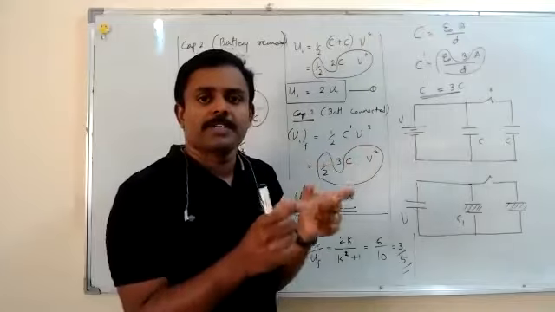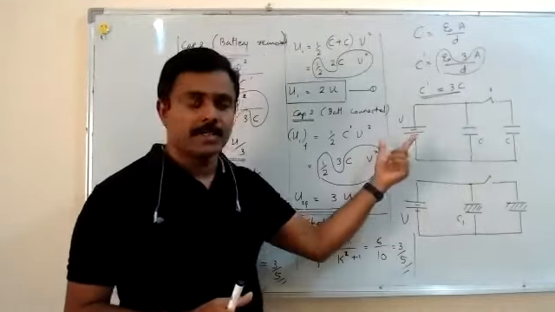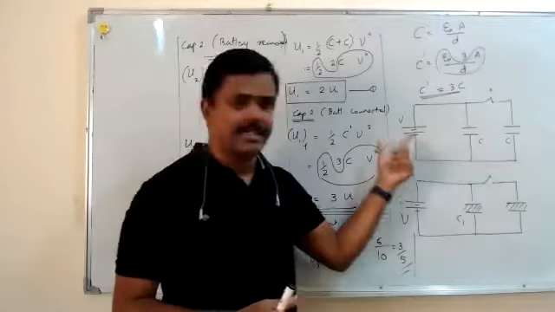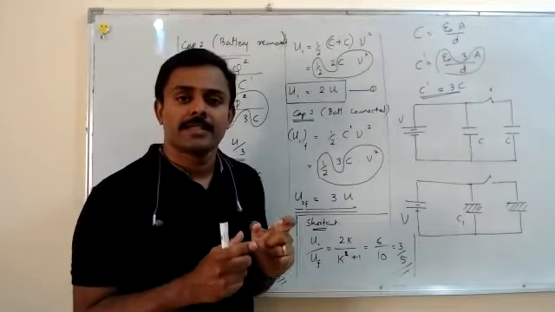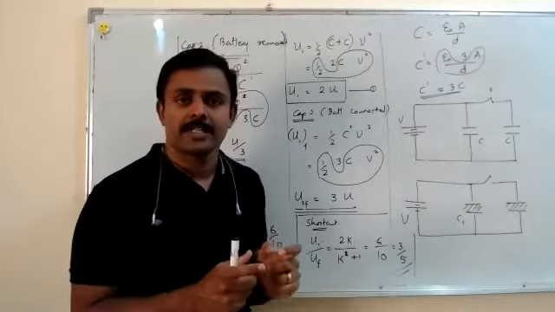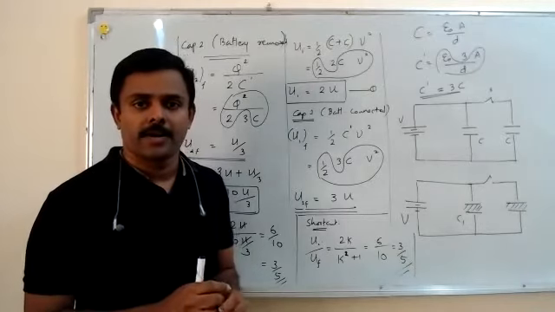So both the top plates are to the positive, both the bottom plates are to the negative. My point is, the capacitors are connected between the same pair of terminals. So they are in a parallel combination.